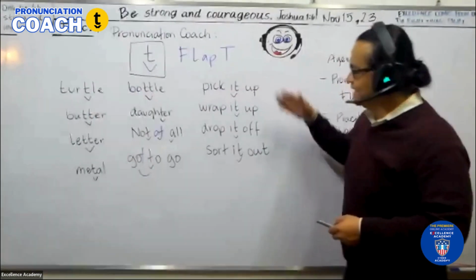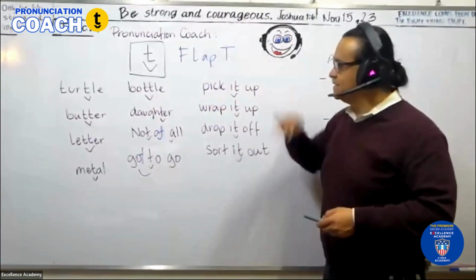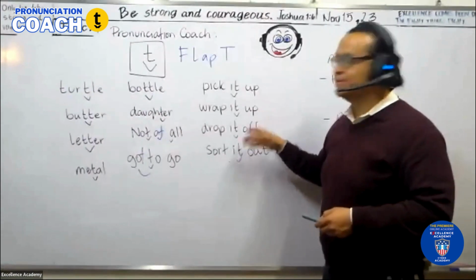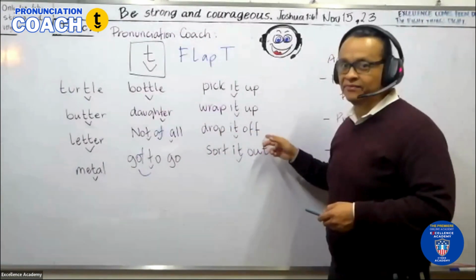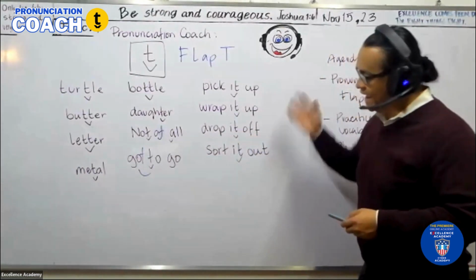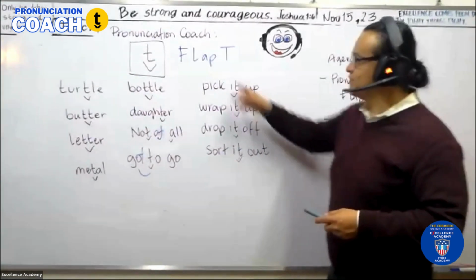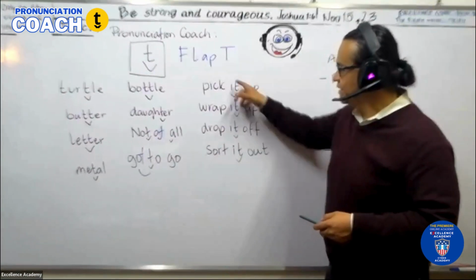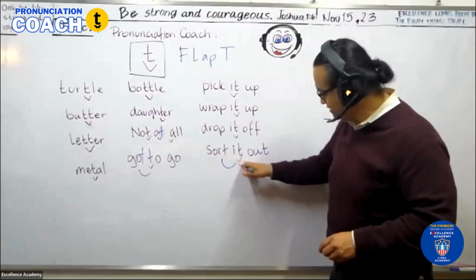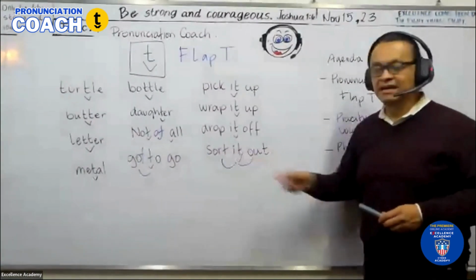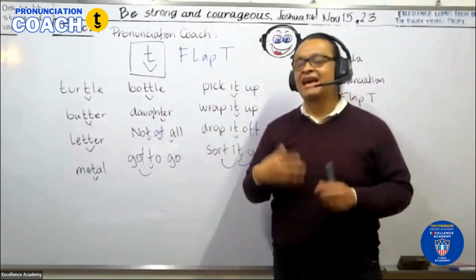Take a look at this, right? Instead of saying pick it up, you're going to say pick it up. Instead of saying wrap it up, you're going to say wrap it up. Instead of drop it off, you're going to say drop it off. And instead of sort it out, sort it out. So the flap T is present here in the pronoun, and it's going to help us make that connection between the words in phrasal verbs, so they come out fluent, they come out sounding nicely, and you sound great.